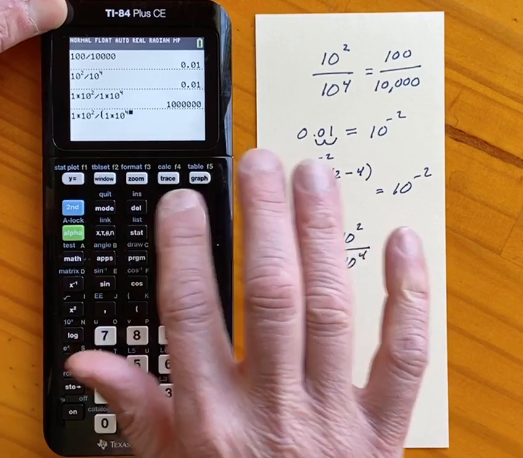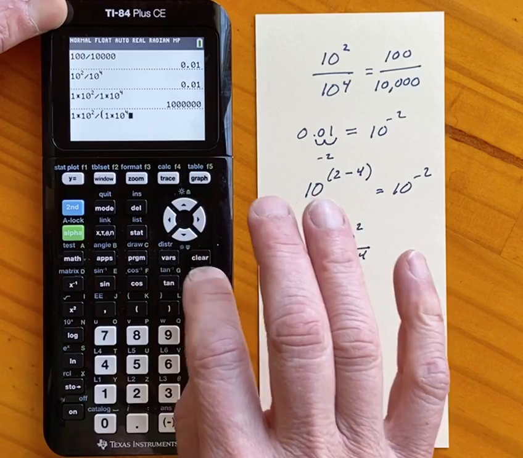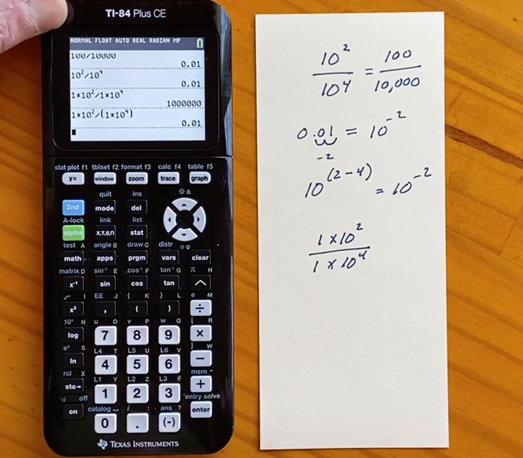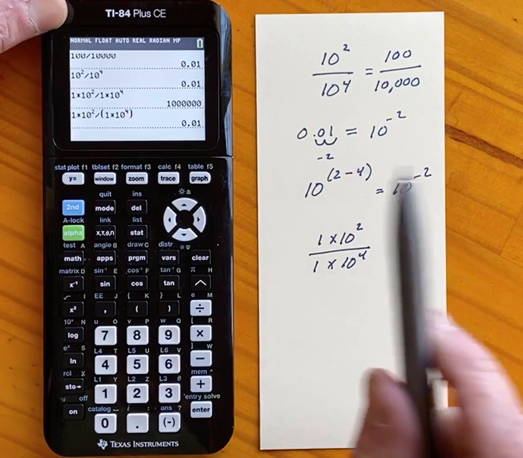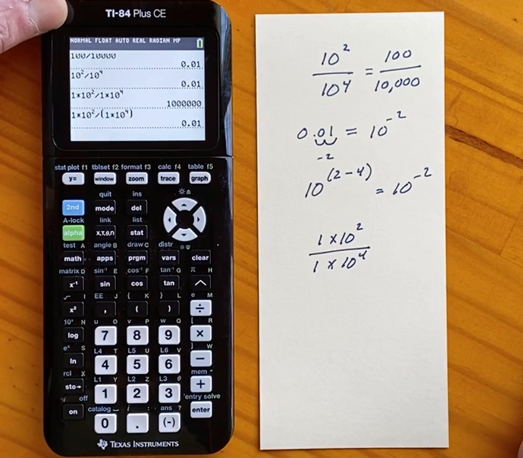Wait, nope, I made a mistake there. Okay. Now we're back to our correct answer because we communicated correctly with the calculator that 1 times 10 to the 4 we wanted in the denominator. That was a lot of keystrokes.